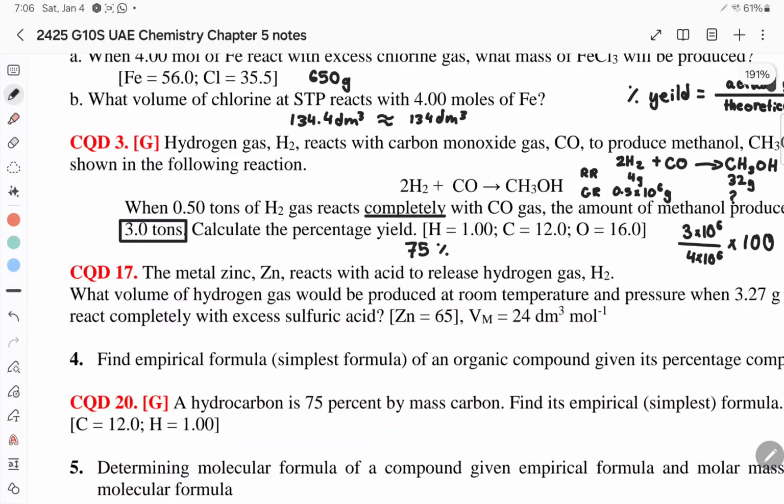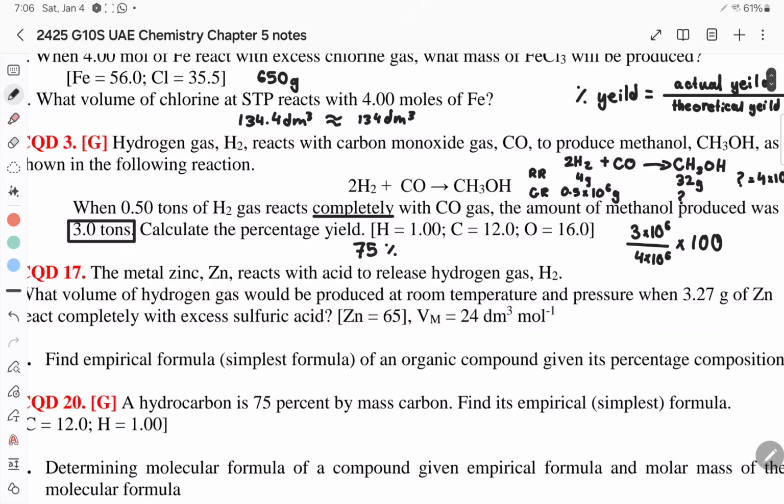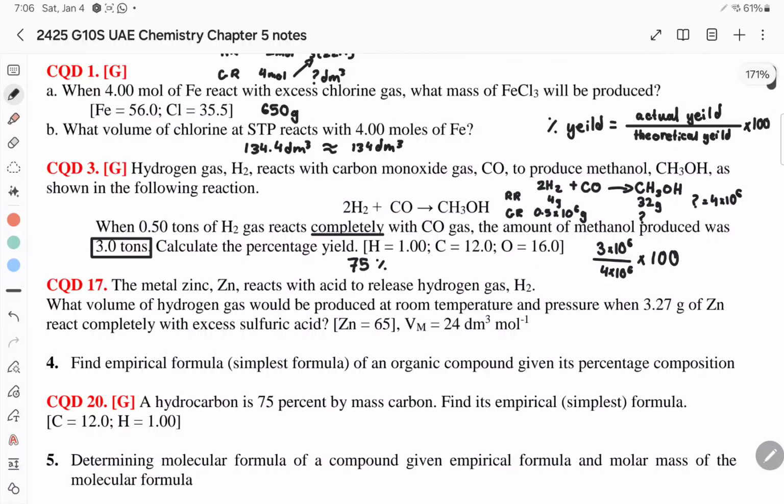Now we have CQD 17. Now CQD 17 tells us that we have a metal zinc reacts with acid to release hydrogen gas, H2. What volume of hydrogen gas would be produced at room temperature and pressure, so RTP, when 3.27 grams of zinc react completely with excess sulfuric acid. Here they gave us which one's limiting and which one's excess, so we just have to solve.